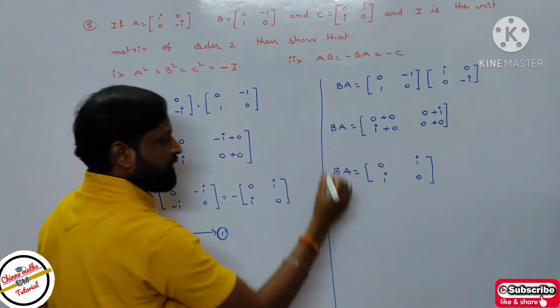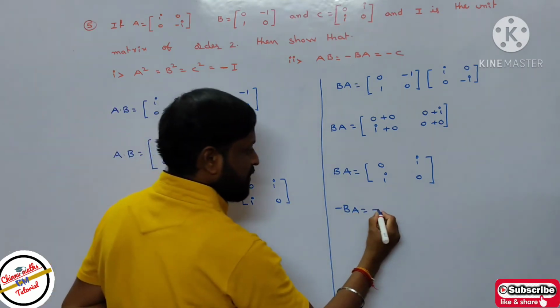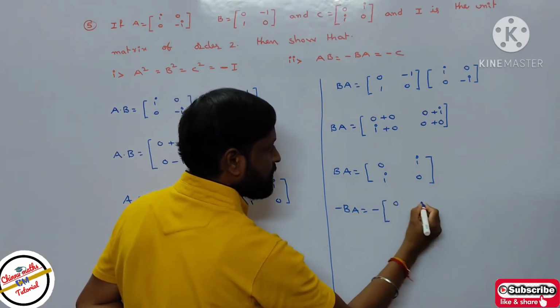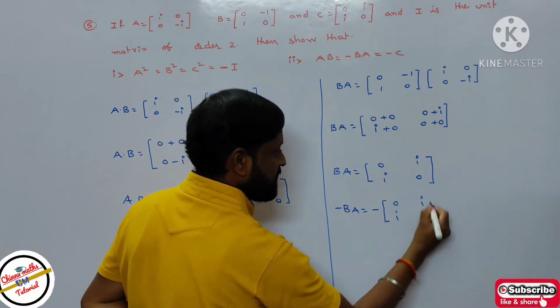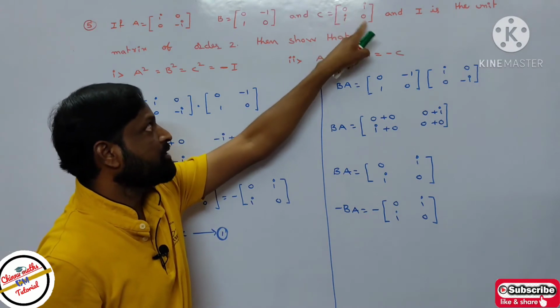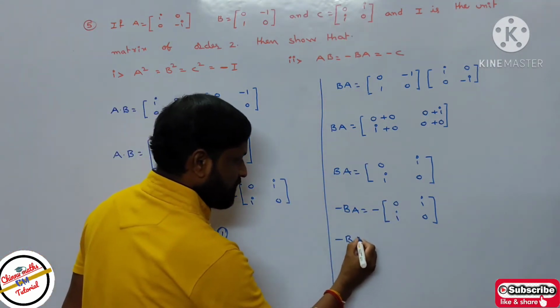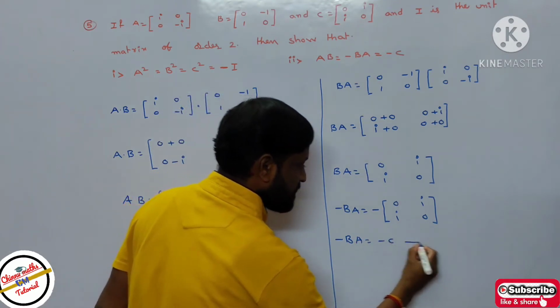Find minus BA value, minus of B into A. So then we can write minus of 0 i 0. See here, it is the matrix C. 0 i 0 equal to matrix C. Then you can substitute minus of BA equal to minus of C, equation 2.